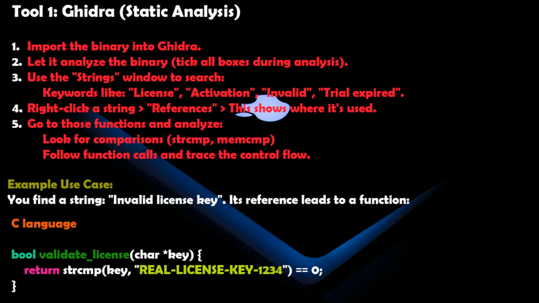Five, go to those functions and analyze. Look for comparisons, cmp. Follow function calls and trace the control flow. Now you understand it's a simple key check. In the real world, it might be a hash or encryption. What does Ghidra help with? Analyzing without running code, understanding logic, algorithms, and flow, spotting anti-debugging or obfuscation.